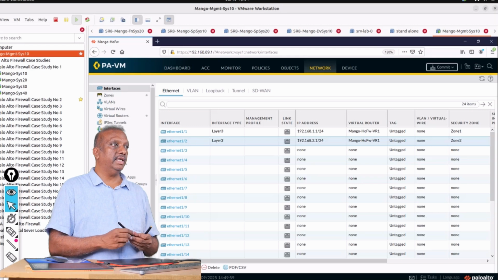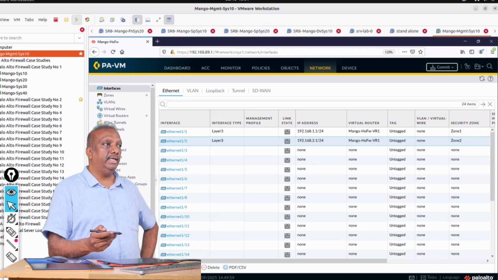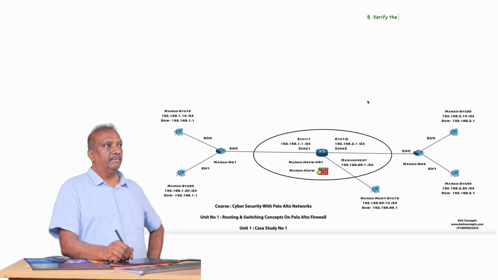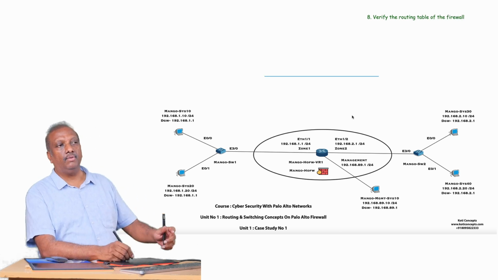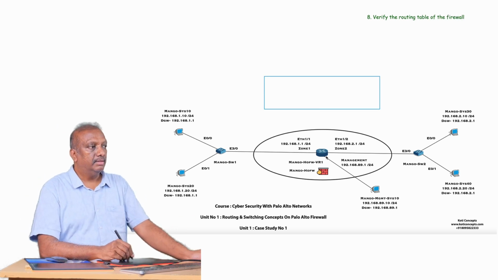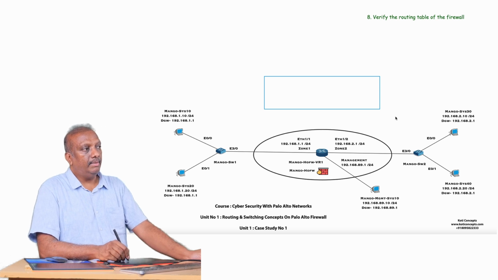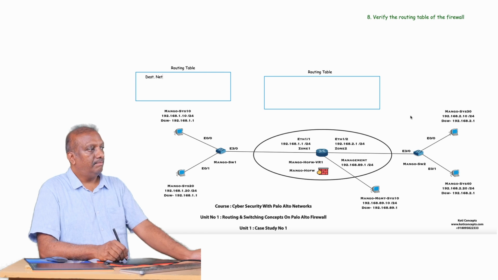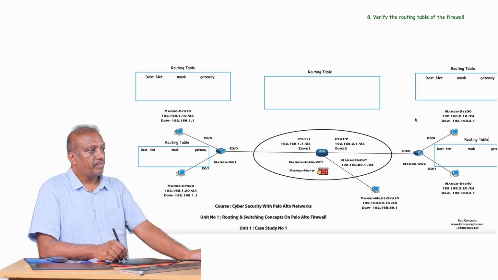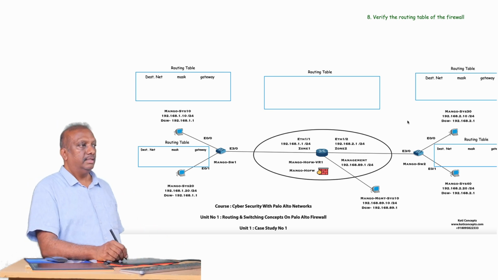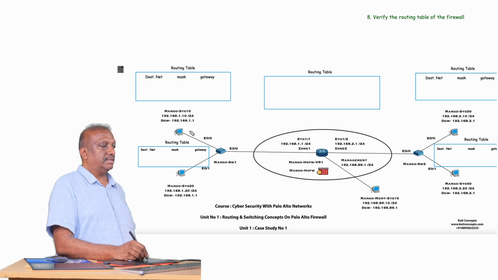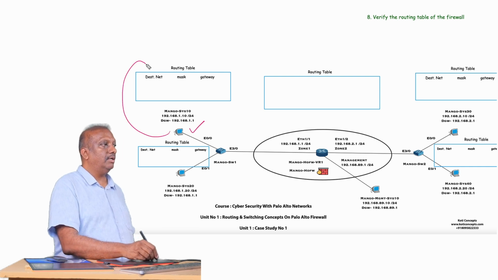Okay, next task is to verify the routing tables. Verify the routing table of the firewall and all systems. See now, the VR1 router will have a routing table. Mango system 10 also will have a routing table. Mango sys 20 also will have a routing table. Mango sys 30, 40, right? So all the systems that have an IP address will have a routing table.